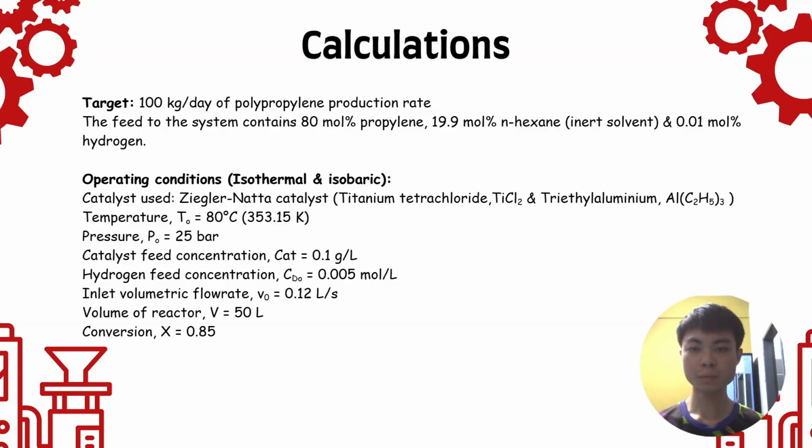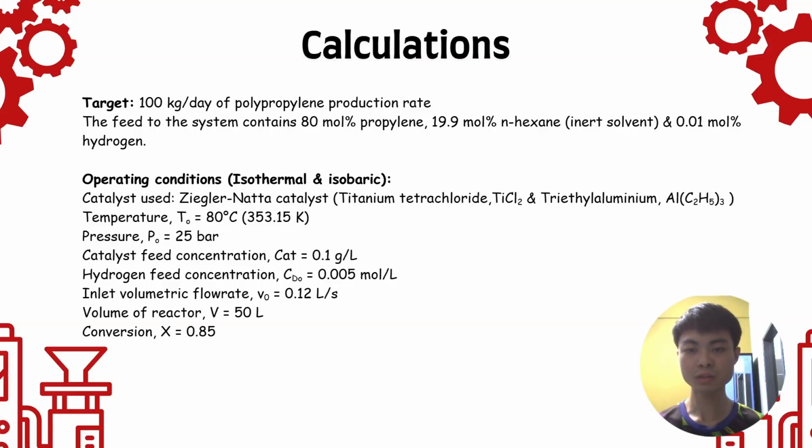For the calculations part, the target is to achieve 400 kg per day of polypropylene production rate. We assume the feed to the system contains 80 mole percent propylene, 19.9 mole percent hexane, and 0.01 mole percent hydrogen. And we assume operating conditions based on the range reported in the literature. The catalyst used is Ziegler-Natta catalyst.